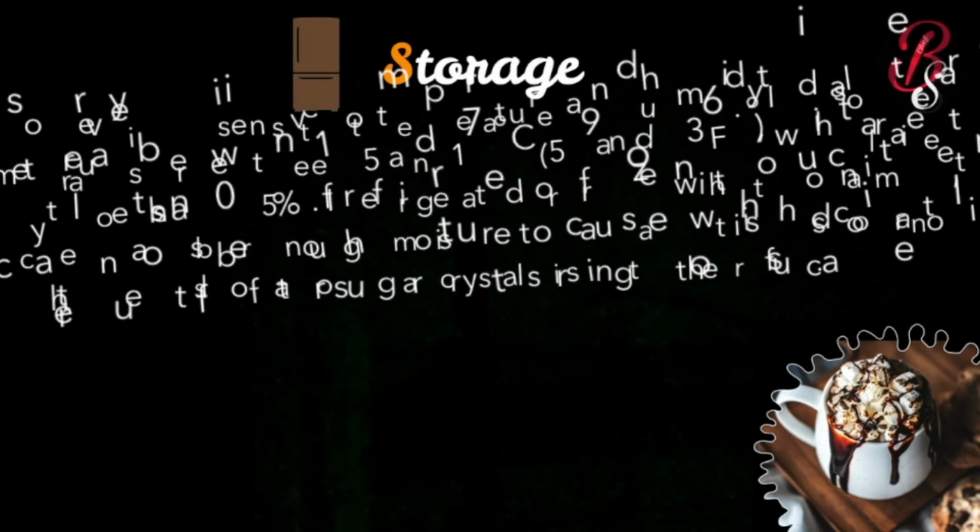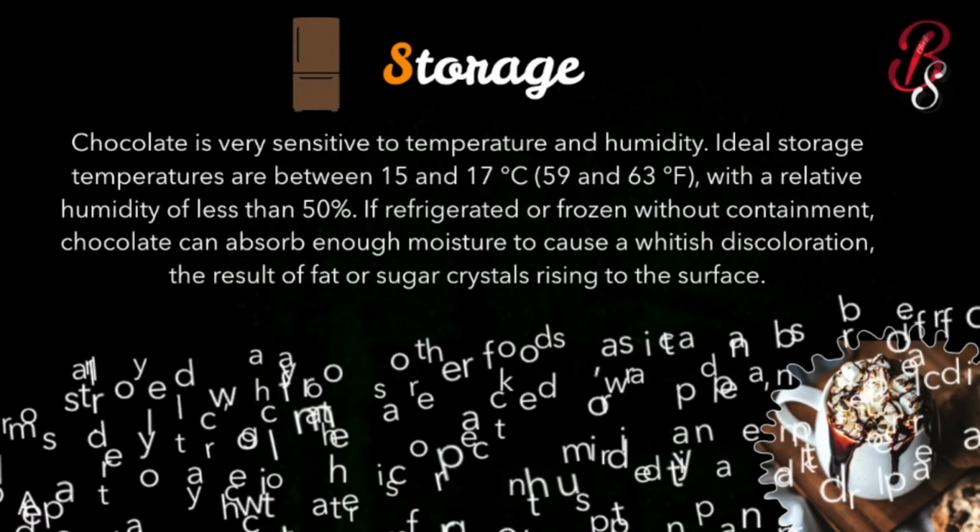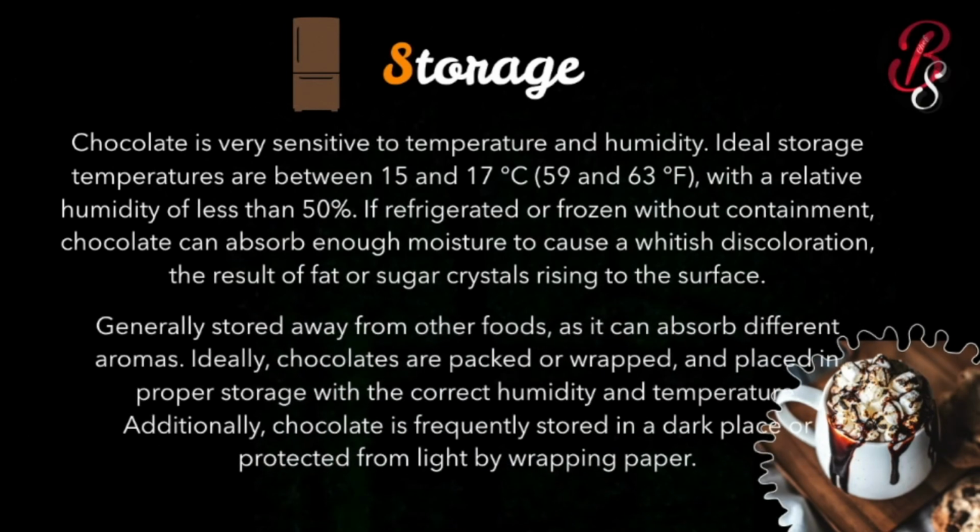So let's figure out how we're going to store chocolates. Here we go. Chocolate is very sensitive to temperature and humidity. The ideal storage temperature is between 15 and 17 Celsius, which is 59 to 63 Fahrenheit, with relative humidity of less than 50%. If refrigerated or frozen without protection, chocolate can absorb enough moisture to cause a whitish discoloration, the result of fat or sugar crystals rising to the surface. It should generally be stored away from other food because it absorbs different aromas.